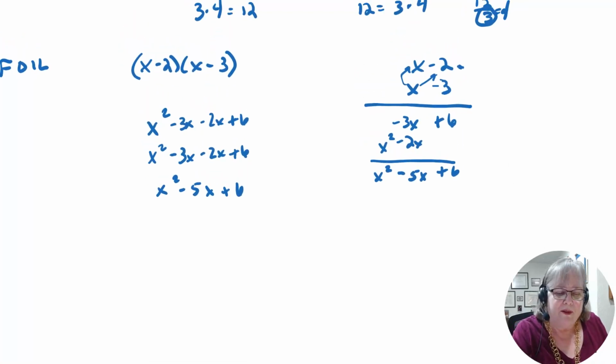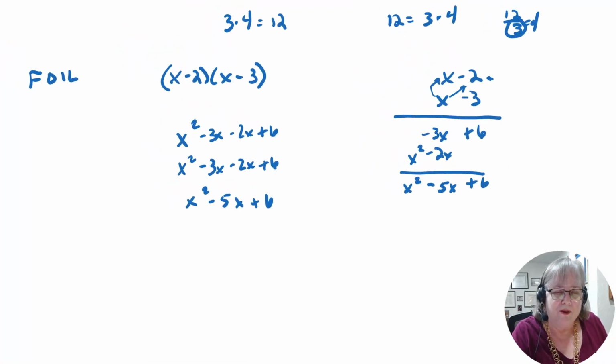Now, the FOIL method only works on 2 terms times 2 terms, because it needs a first and outside, inside and last. Does not work on a middle. Okay, so it only works on a binomial times a binomial.